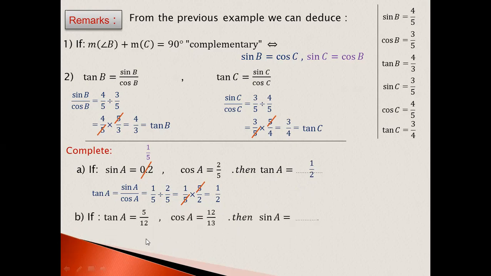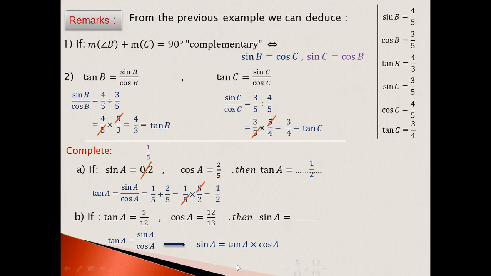Here, tan of the angle A equals 5 over 12, and cosine of the angle A equals 12 over 13. And we need to find sine of the angle A. As we know that tangent of the angle A equals the ratio between sine of the angle A and cosine of the angle A, that means we can deduce that sine of the angle A is going to be the product of tangent of the angle A and cosine of the angle A.